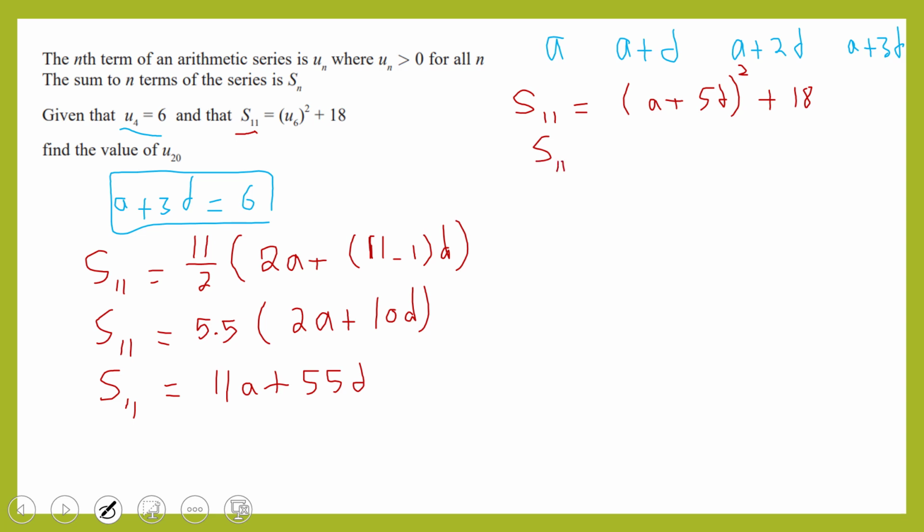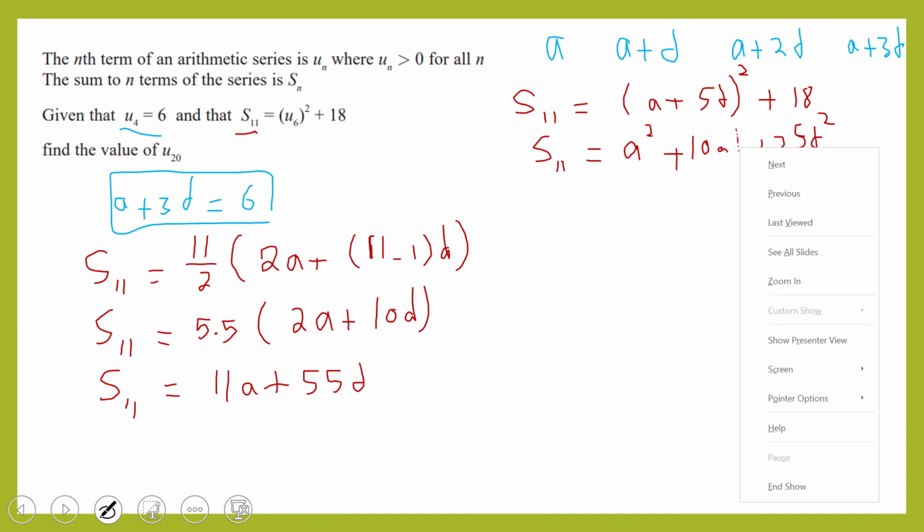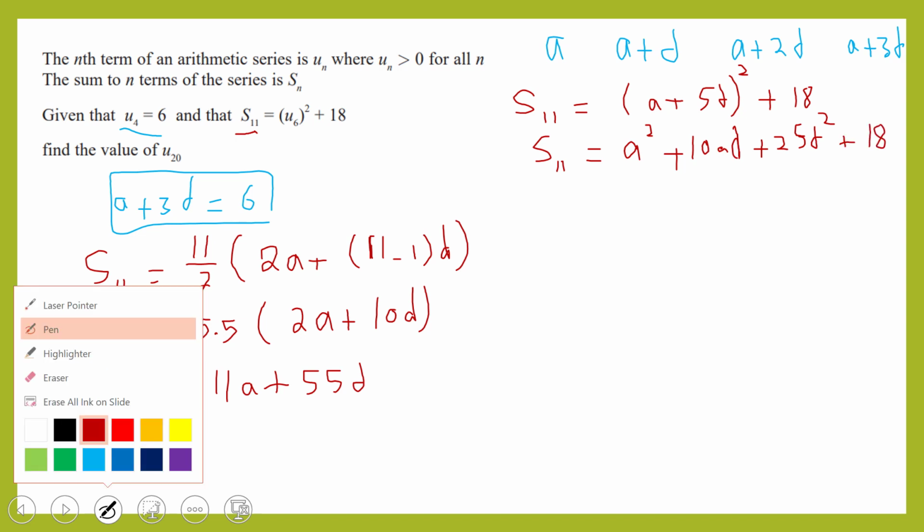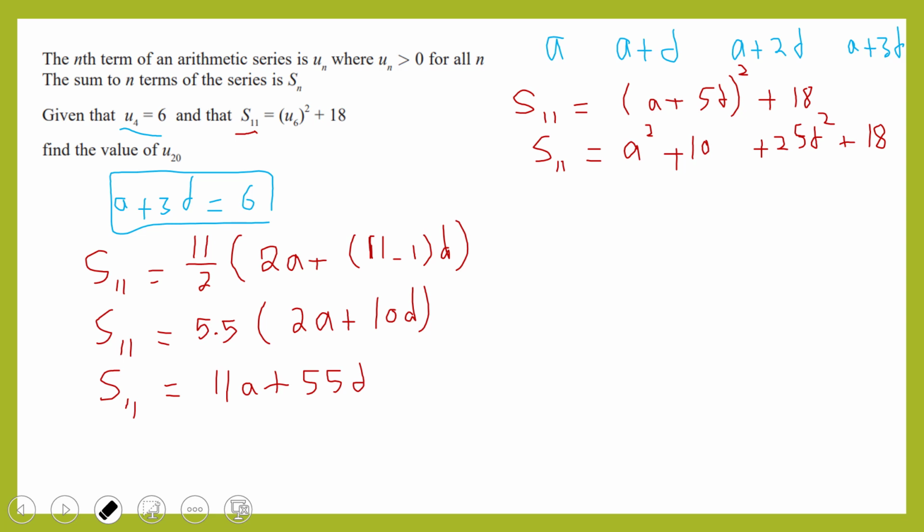So S11 will be a squared plus 25d squared, and then we have a times 5d plus 2. It will be multiplied by 2, so it will be 10ad, and then we have plus 18. Let's write this properly: a squared, 10ad, and 25d squared.